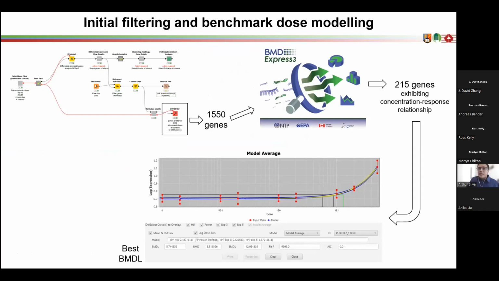So after the initial filtering, we have filtered out from the 3,000 genes, 1,550 genes, and we used them as an input to BMD Express 3, conducted a BMD modeling, and then we filtered out 215 genes exhibiting concentration response relationship, and then identified the best BMDL model, which is related to the PLEC A7 gene, and it was around 5.7 micromolar.